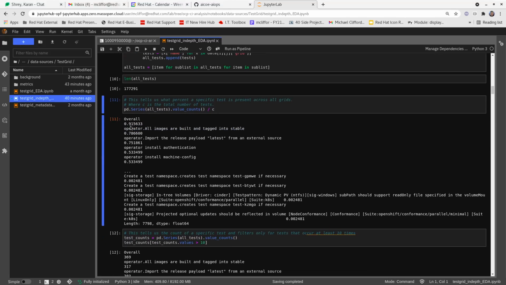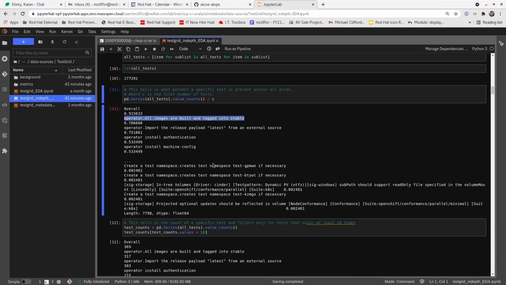We can go ahead and calculate the percentage of grids that include all the different tests. Here we see overall is included in about 91% of the grids, which means it impacts a lot of them. However, overall is a meta test that just represents all the tests combined, so it's not that informative here. The second most used one, with 78%, impacting 78% of the grids, is the operator all images are built and tagged into stable. So we can take this test, know it impacts most of the grids, and see how it behaves across the platform.